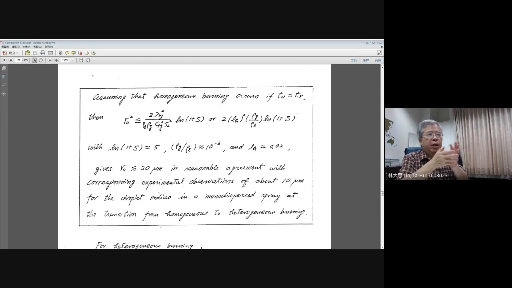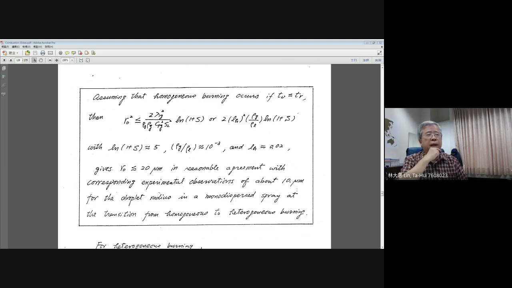Okay, and the lower estimation is reasonable, and agrees with the corresponding experimental observation of about 10 micron. Okay, from the experiment, we experienced that if the droplet size is more than 10 micron, then you always have a complete gasification of the liquid droplet before the premixed flame. Okay, and this is a good estimation for the distinguishment between the homogeneous and the heterogeneous burning.